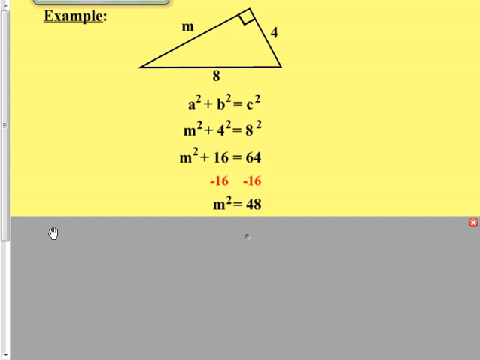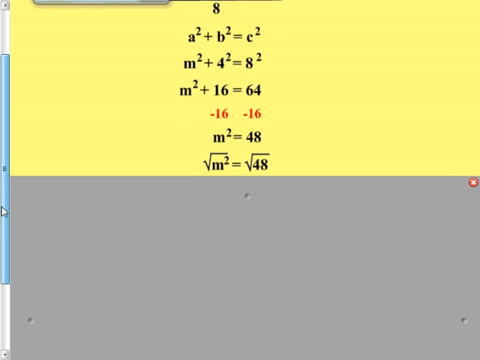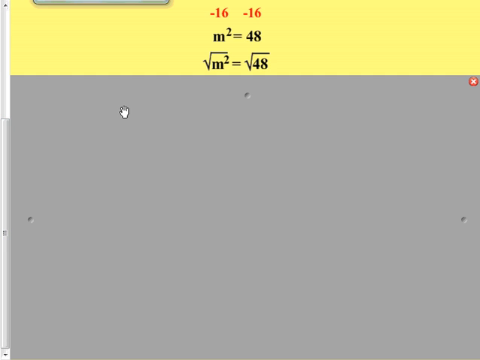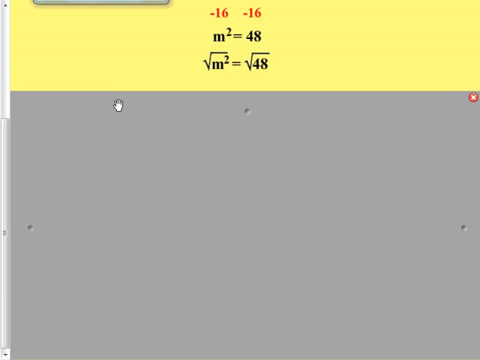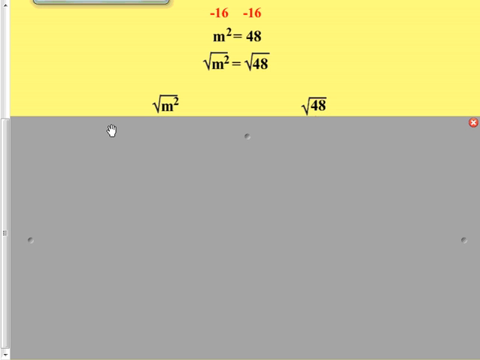Now, in order to simplify the m squared, we would take the square root of both sides. And this time, we're going to run into a little bit more of a problem. This time, our triangle is not going to be a Pythagorean triple like the other two were. It's not going to simplify to be a nice, neat whole number. But let's break it down. Hopefully you can see by now that the square root of m squared is going to be m.